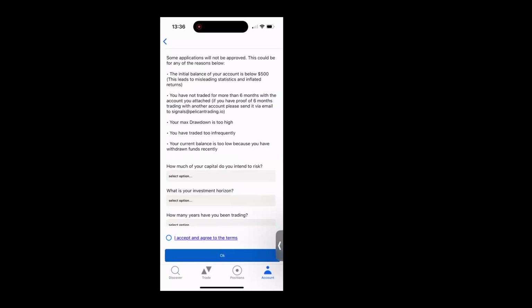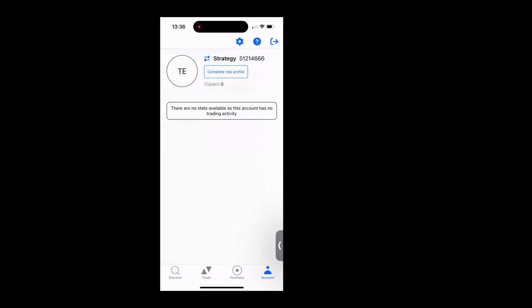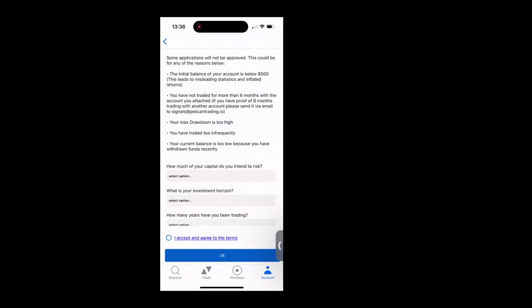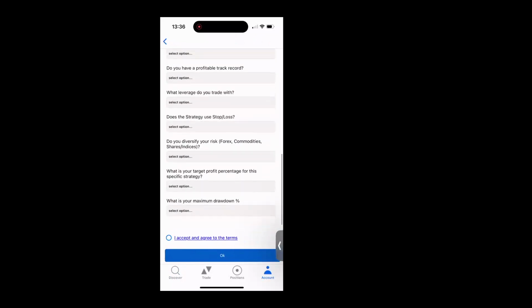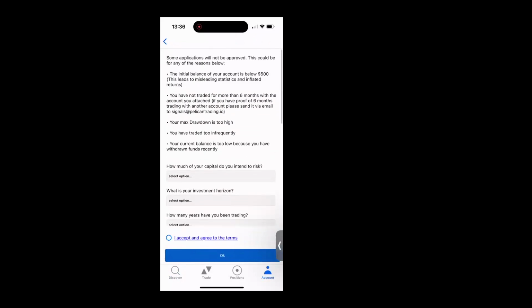In terms of how one becomes a signal provider, it's pretty straightforward. You connect your account as a signal provider, you then complete your risk app profile, and you fill out this KYC documentation here. It'll take you a minute. You can see all the different questions here. Once you click OK and submit the application, it'll be sent to our operations team at Pelican in Cyprus, Slovenia, and Singapore. They will then check for two things.